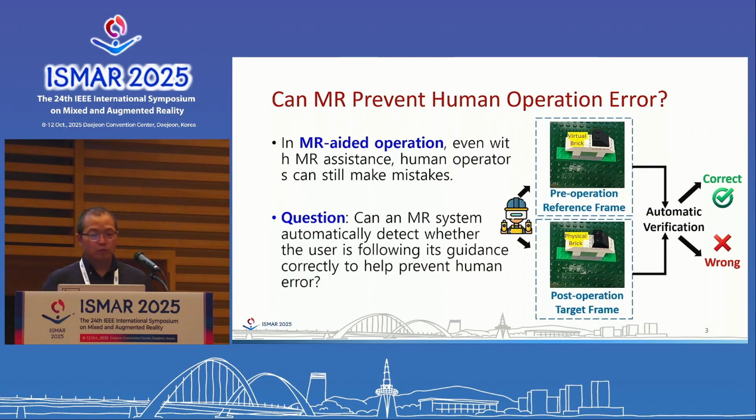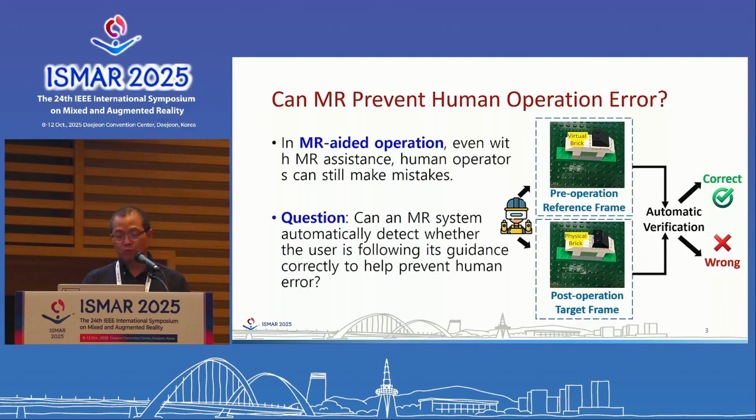In this work, we are interested in MR-aided operations. In such applications, even with MR assistance, human operators can still make mistakes. We may slightly place the physical brick just next to the virtual brick. We are all human, and sometimes make mistakes. So the question is, can an MR system automatically detect whether the user is really following its guidance to help prevent human errors?